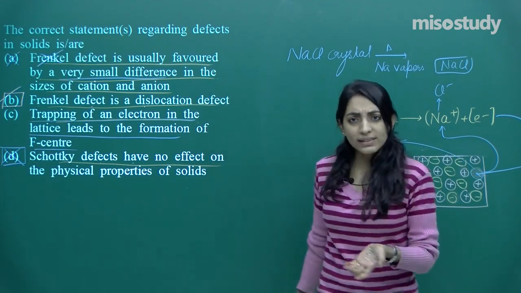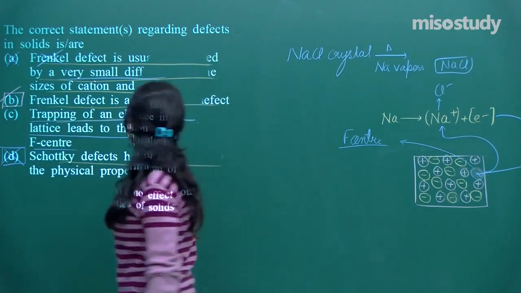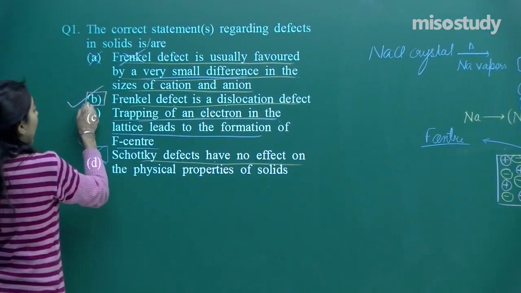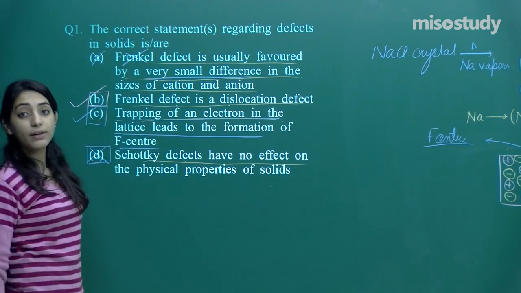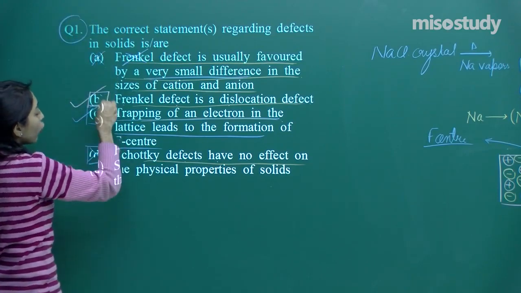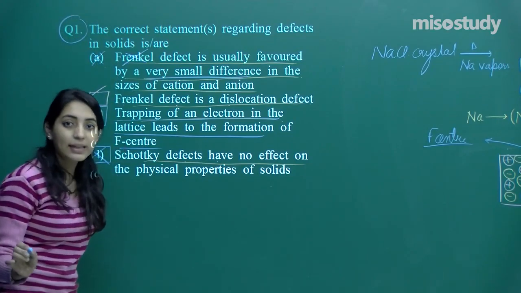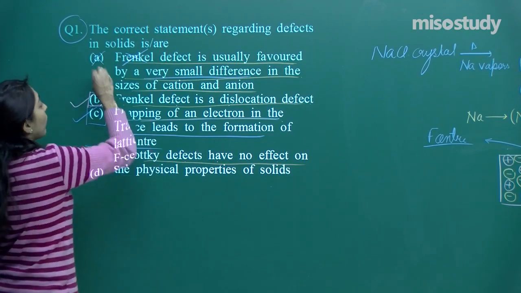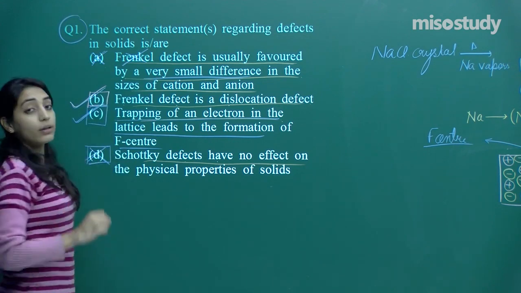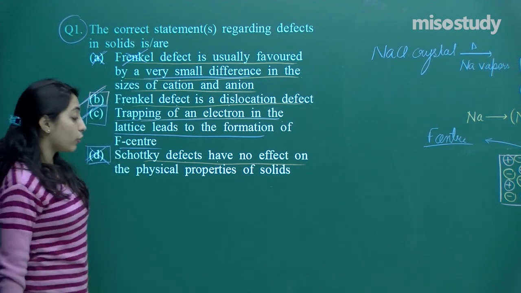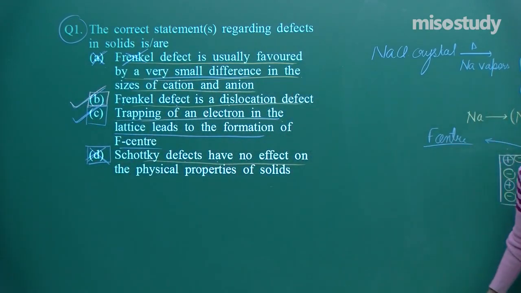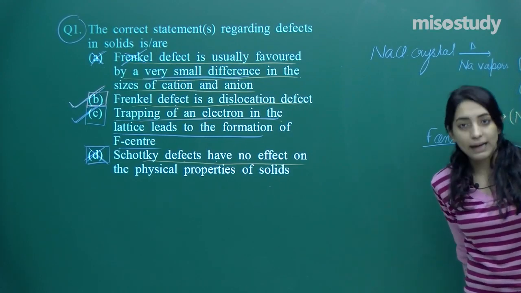Right? And this is what the statement says. The statement says that trapping of an electron in the lattice leads to the formation of F centers. And yes, this is the correct statement. Okay, so for this particular question, question number 1, there were 4 options given to me. It was a multi-correct question. We found out that statement 1 is wrong, 2 is correct, 3 is correct, 4th is also wrong. Okay, so you need to take into account each and every single statement when you are talking about a question which is of multi-correct type.